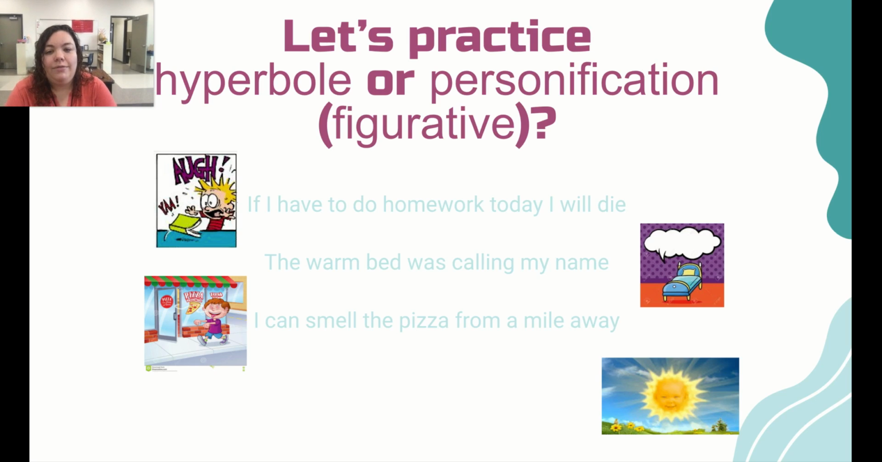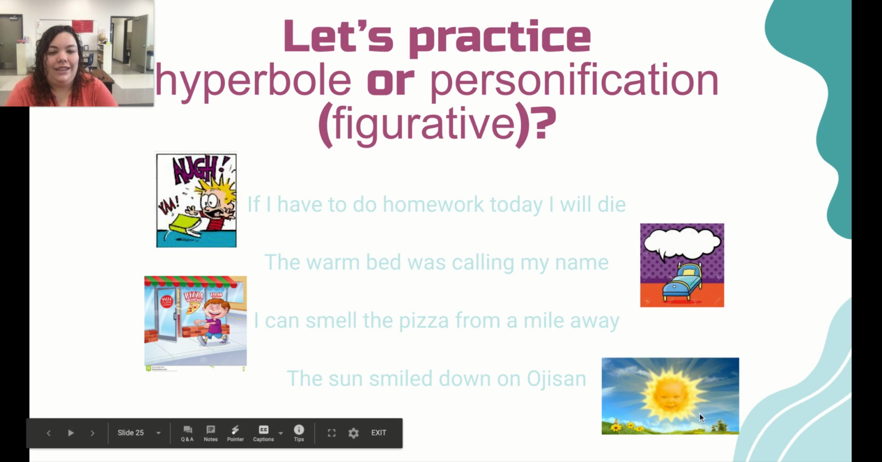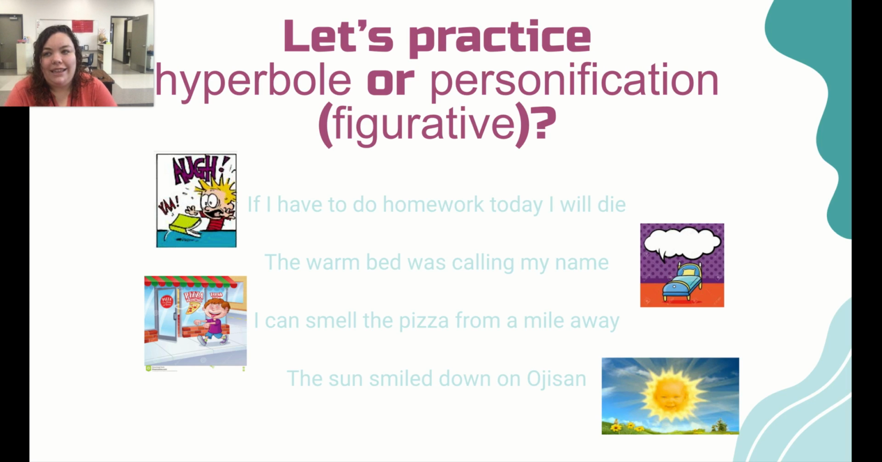And the last one is the sun smiled down on Oji-san. So the sun, can it actually smile? No, it's not like a person like in this picture. It can't actually smile. So when we say the sun smiled down on Oji-san, that's personification. We're saying something that's not a person, the sun, is doing something a person does, which is smiling. So the sun smiled down on Oji-san is personification.